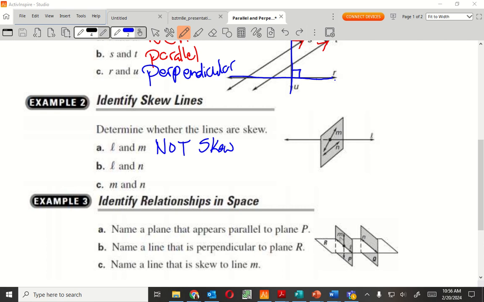L and N. So here's L again, and N is going underneath that one. That one is going to be skew. It's not close, it's not intersecting, and since they're going different directions, they're not on the same plane. So they're not on the same plane, and they do not intersect. They do not cross. So these ones are skew.